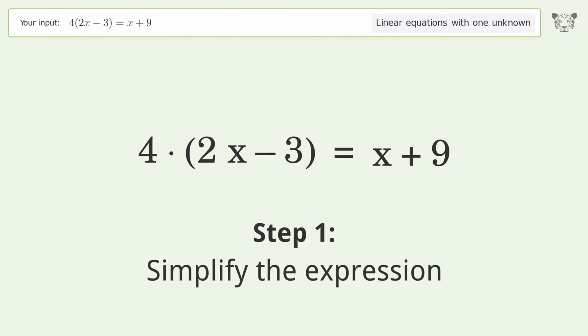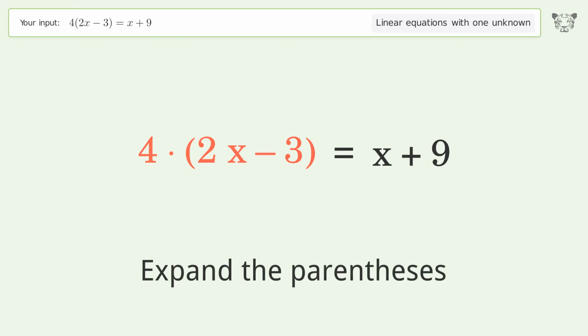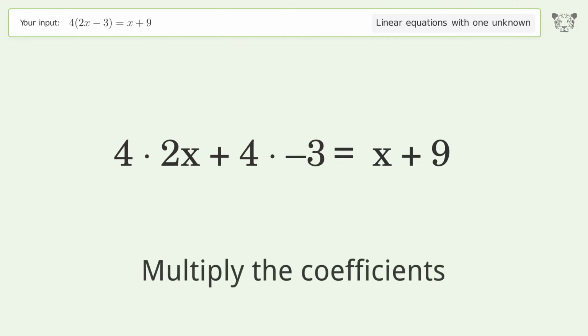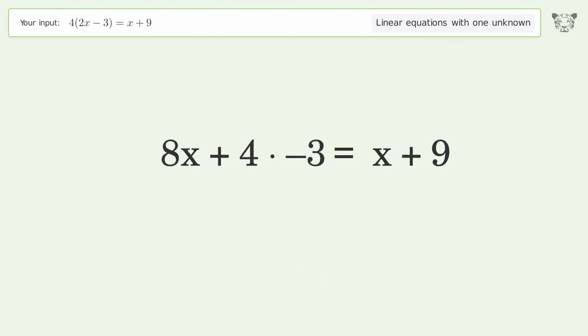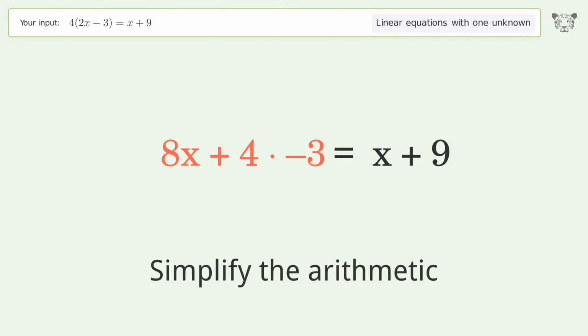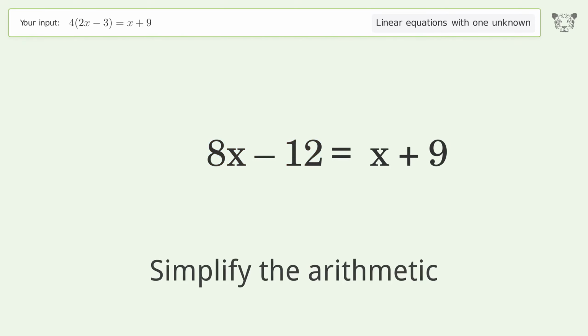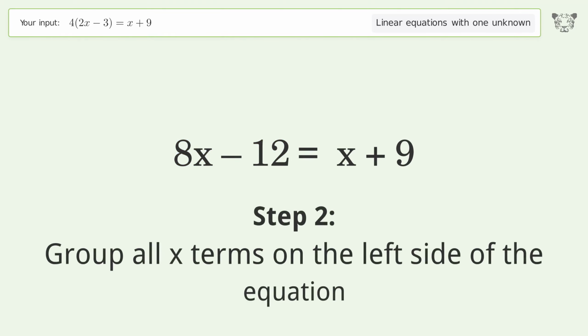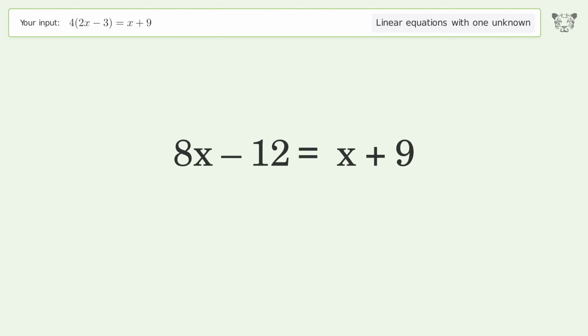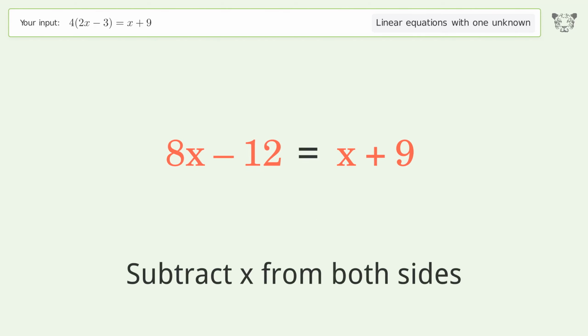Simplify the expression. Expand the parentheses. Multiply the coefficients. Simplify the arithmetic. Group all x terms on the left side of the equation. Subtract x from both sides.